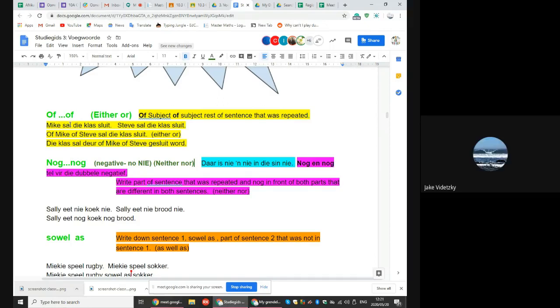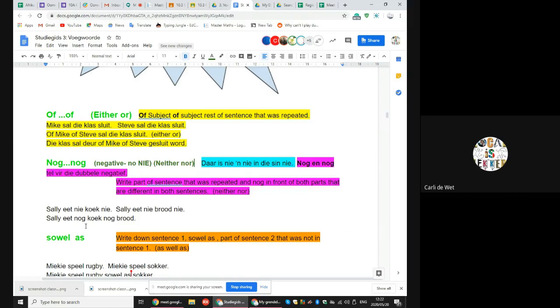And then what's the rest of the sentence? Sal die klas sluit. And the main thing to remember here is you're not going to include a nie. So listen, this is the challenge. Your original sentences will have nies in. If we look at the Sally sentence, Sally eet nie koek nie, Sally eet nie brood nie. Can you see both those sentences are in the negative? And there's in total 4 nies there. Can you see it?